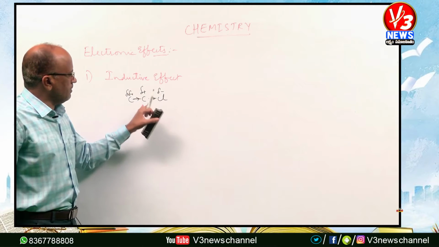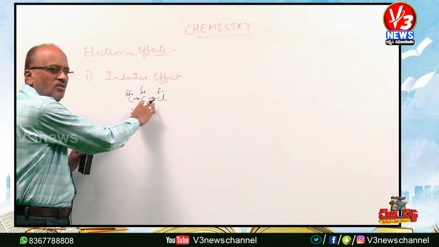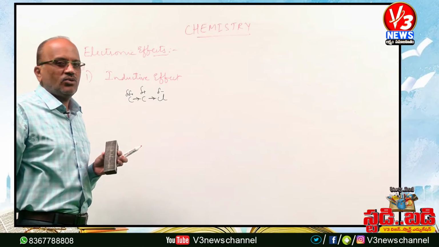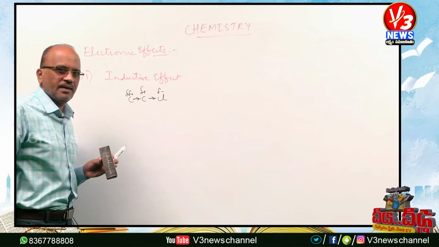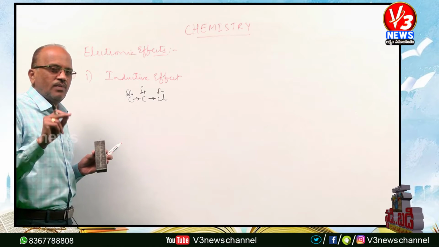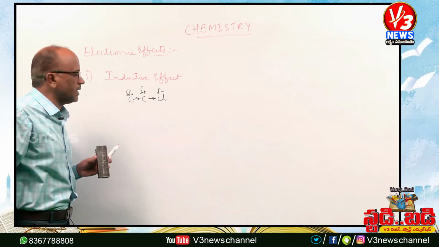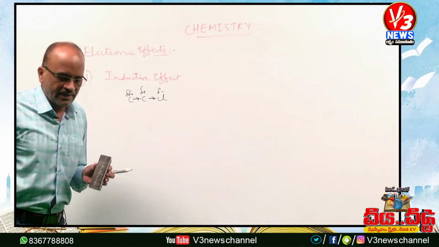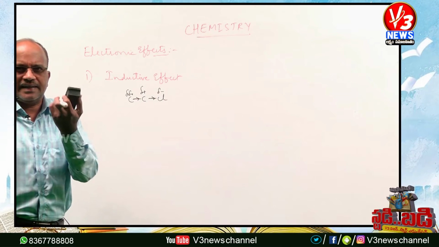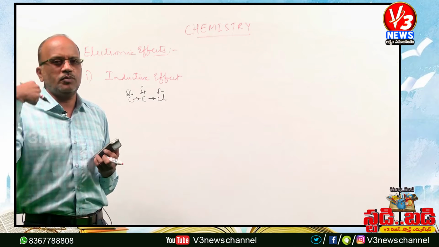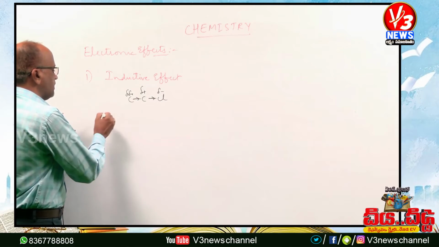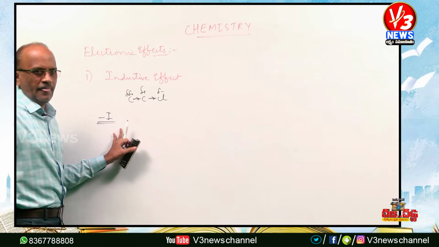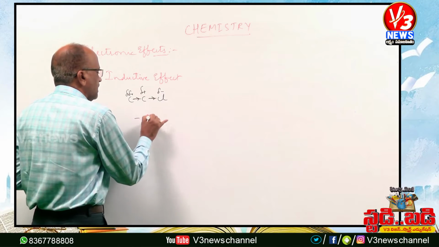Now we will see what this inductive effect is. Here there is a polarization of sigma electron pair towards an electronegative atom. This is called inductive effect. That is, polarization of sigma electron pair towards an electronegative atom of a molecule is called inductive effect. In this, there are some groups which attract or withdraw electrons, and some groups which donate electrons. The groups which attract or withdraw electrons are called minus inductive groups or minus I groups. Now we will see what these minus I groups are.